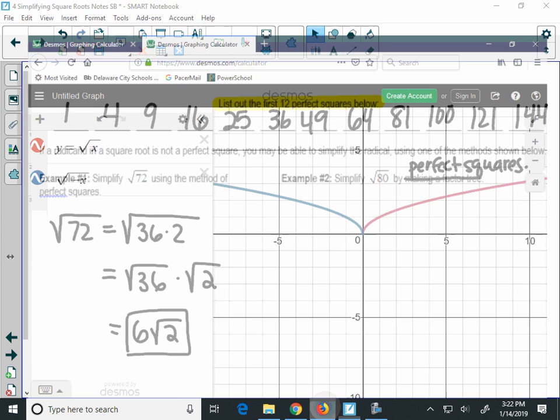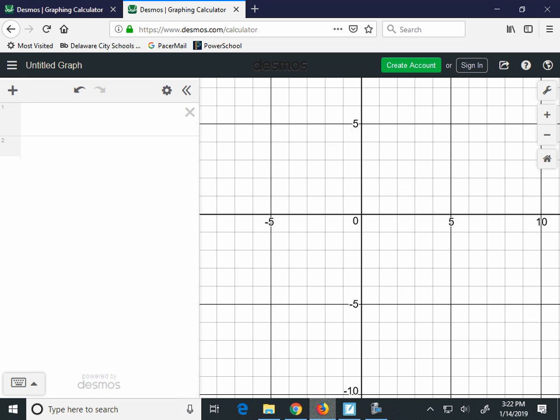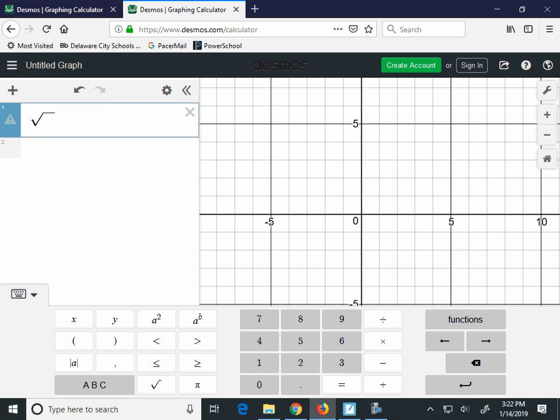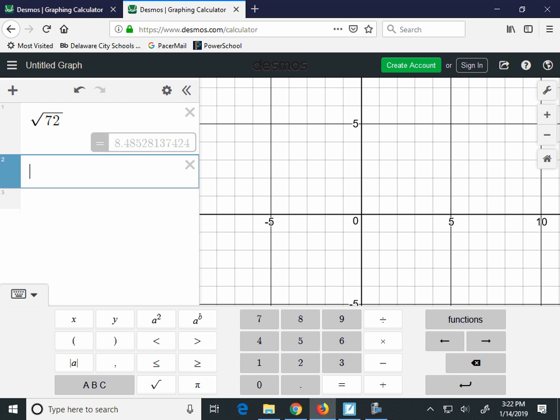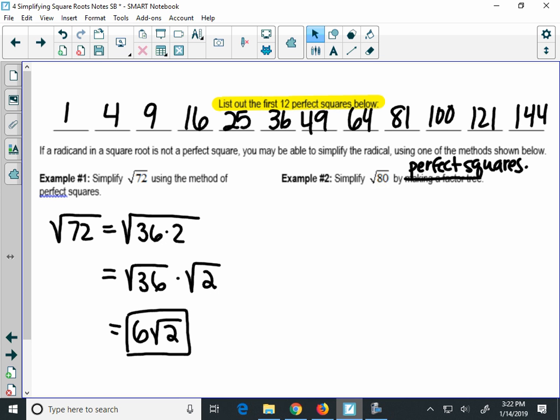Now, you can check your answer using Desmos or your calculator. The way you would do that is this. We started with the square root of 72. That's 8.48. We simplify that to say that's equal to 6 times the square root of 2. And you should notice that you get the same answer here, which means that those are equivalent expressions.